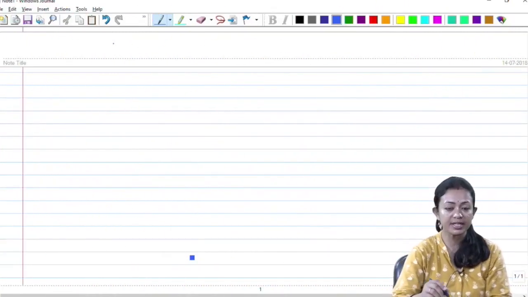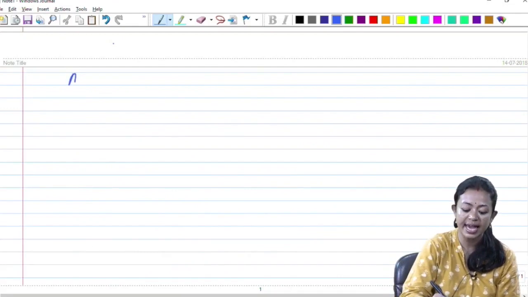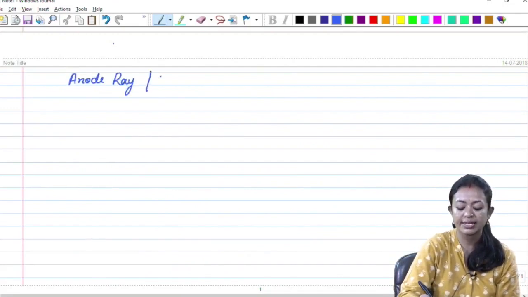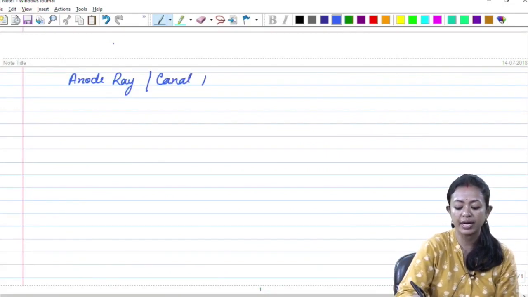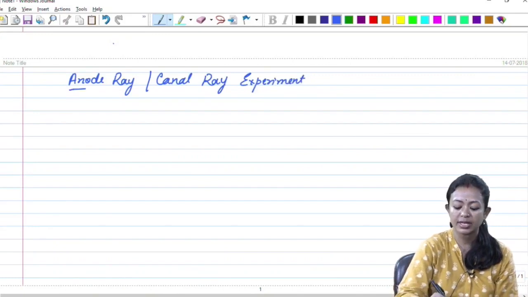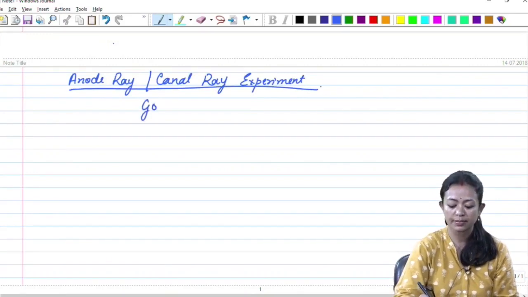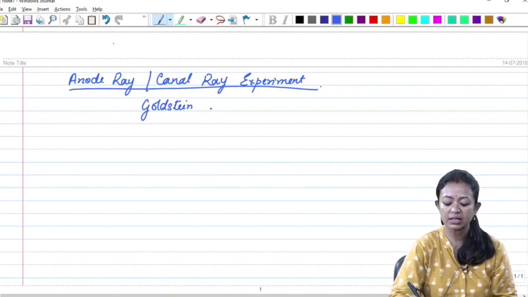And this was further analyzed by the concept that we called the anode ray or the canal ray experiment. Now, the canal ray experiment was conducted by Goldstein in the year 1886.